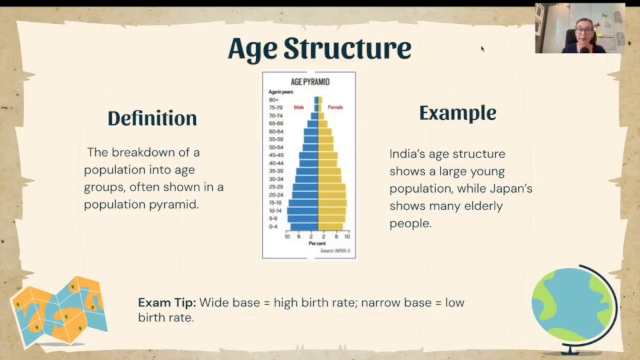Age structure. The breakdown of a population into age groups often shown in a population pyramid. For example, India's age structure shows a large young population, while Japan's shows many elderly people. We do go a lot more into population. I believe it's in Unit 2, so it will go into a lot more detail, but you just need to know the basics right now. Exam tip: wide base equals high birth rate, narrow base equals low birth rate.